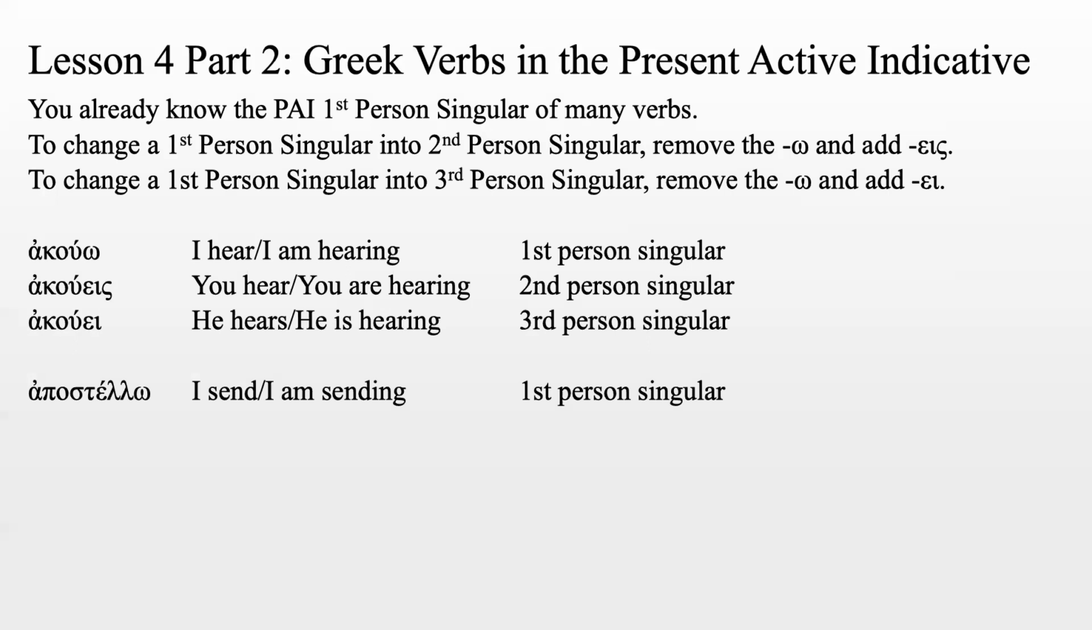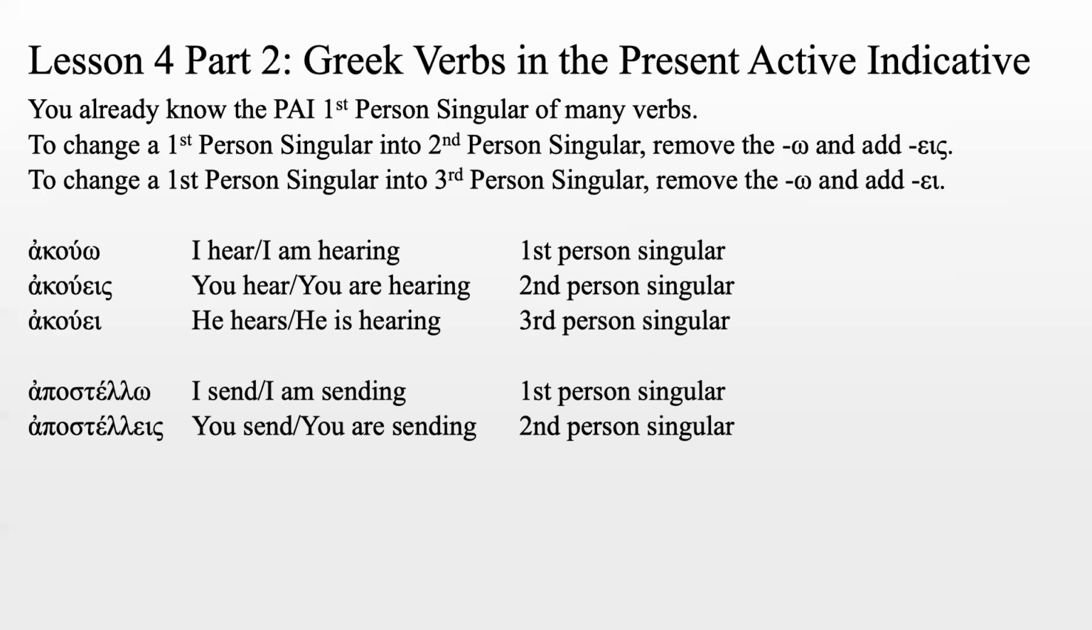ἀποστέλλω means I send or I am sending. It's first person singular. ἀποστέλλεις, you send, you are sending, second person singular. ἀποστέλλει, he sends, he is sending, third person singular.